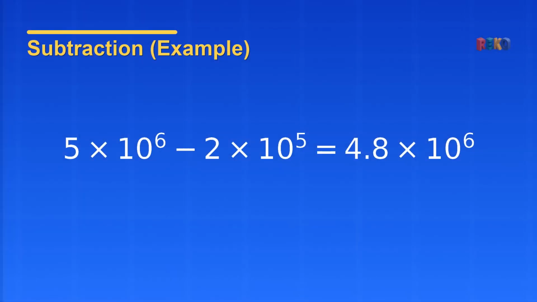5 times 10 to the power of 6 minus 2 times 10 to the power of 5 equals 4.8 times 10 to the power of 6. Before subtracting, we rewrite 2 times 10 to the 5 as 0.2 times 10 to the 6, so that both numbers share the same power of 10. Then we subtract the coefficients, 5 minus 0.2, to get 4.8.